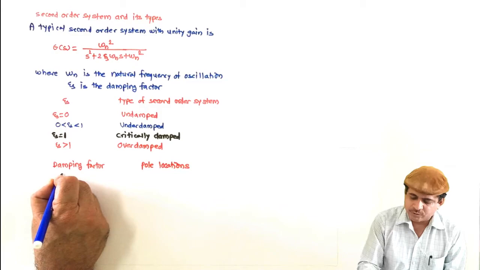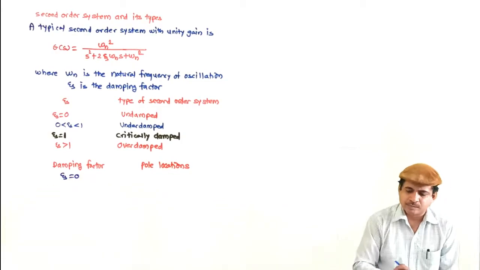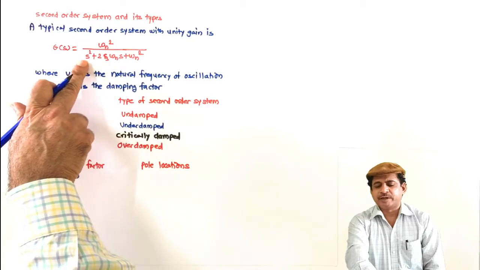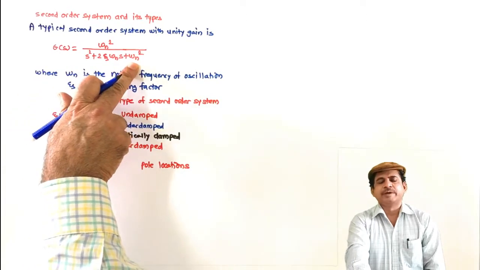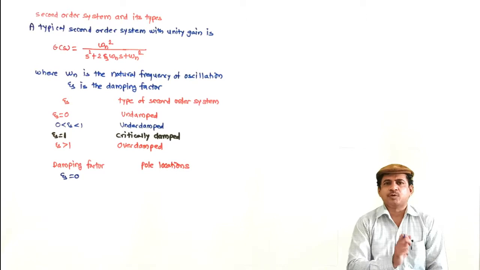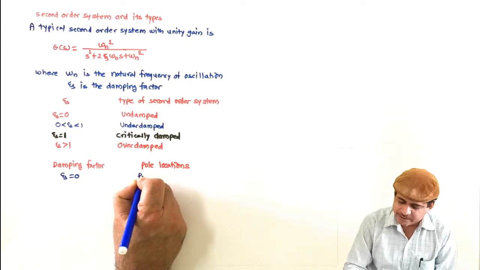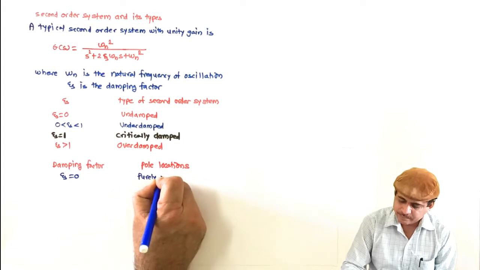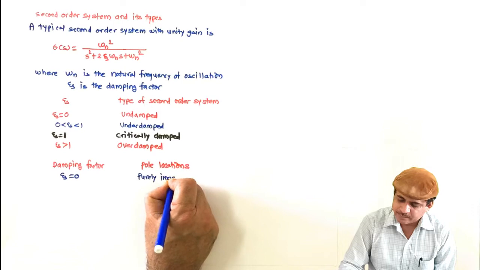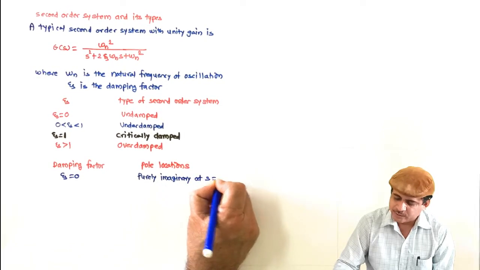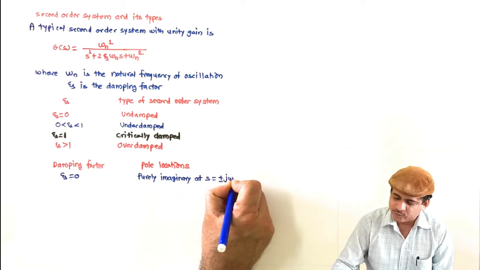If zeta is equal to 0, this denominator becomes s square plus omega n square, and hence the poles are at s equal to plus or minus j omega n. That means they are purely imaginary.